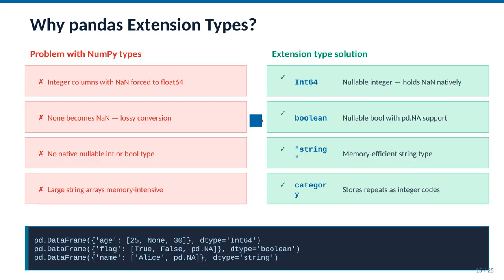NumPy types cause annoyances. Integer columns with missing values are upcast to float64, None becomes NaN, and there's no native nullable int or bool. Large string arrays also waste memory. Pandas extension dtypes fix this.